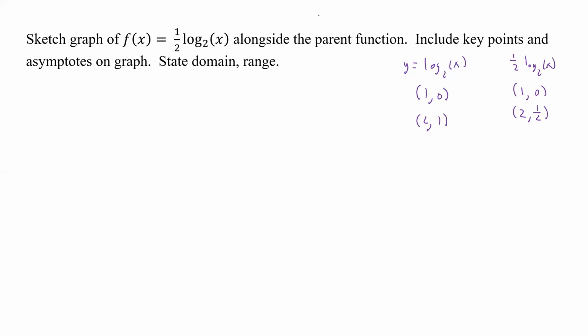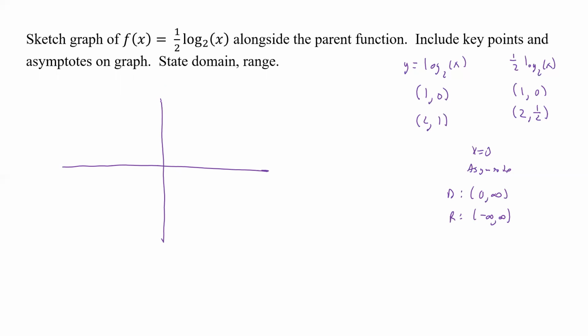Now, what do we know about these two functions? Well, they're still going to have x equals 0 for the asymptote. We're going to have 0 to infinity for the domain, and our range is going to be from negative infinity to positive infinity. So now what we can do is draw that. We'll just put it kind of here. That's our x equals 0 for our asymptote.